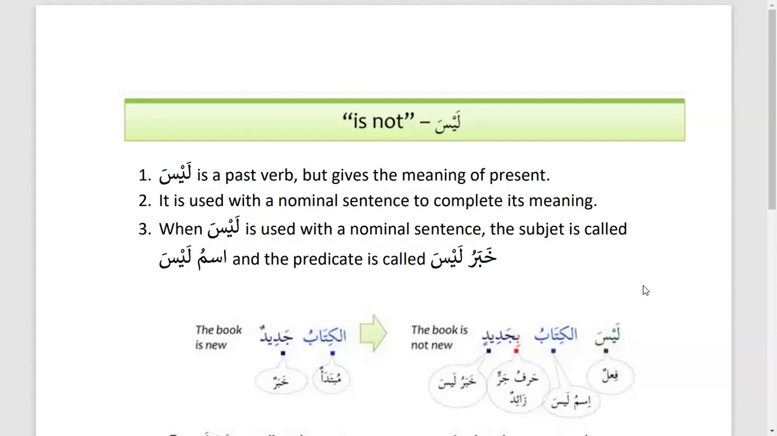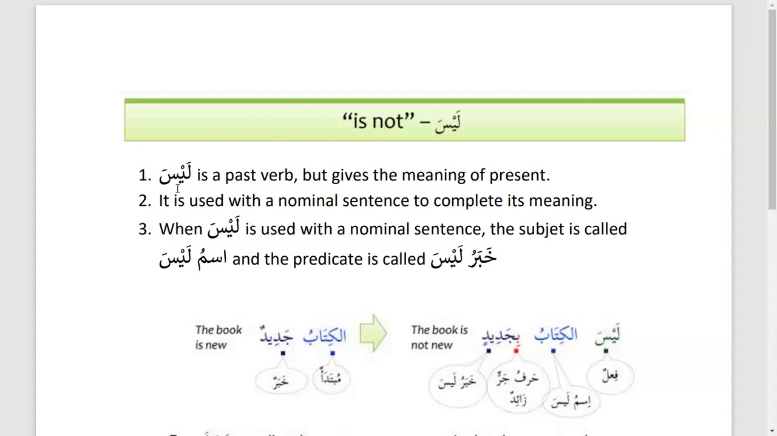Lesson number 2, book 2. So inshallah, in this lesson, we will learn about laysa. This word is also used a lot in Quran and also in Hadith. So what do we know about laysa?